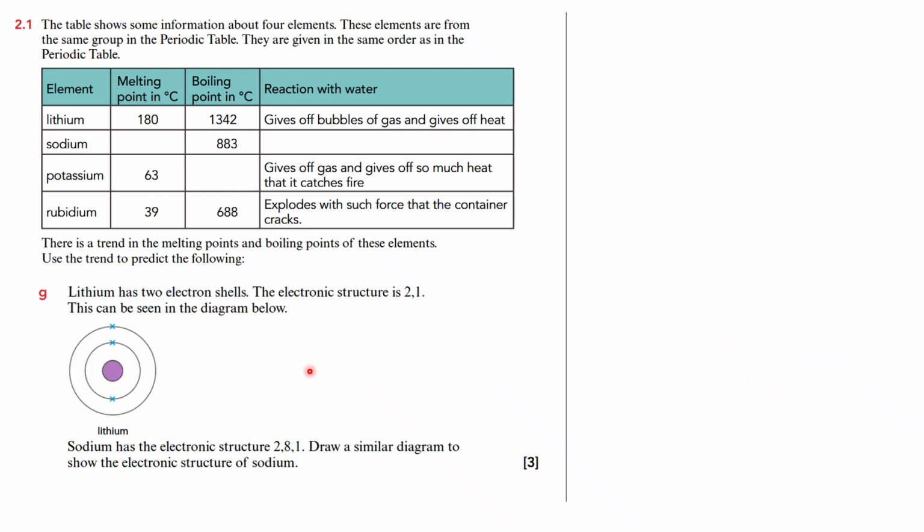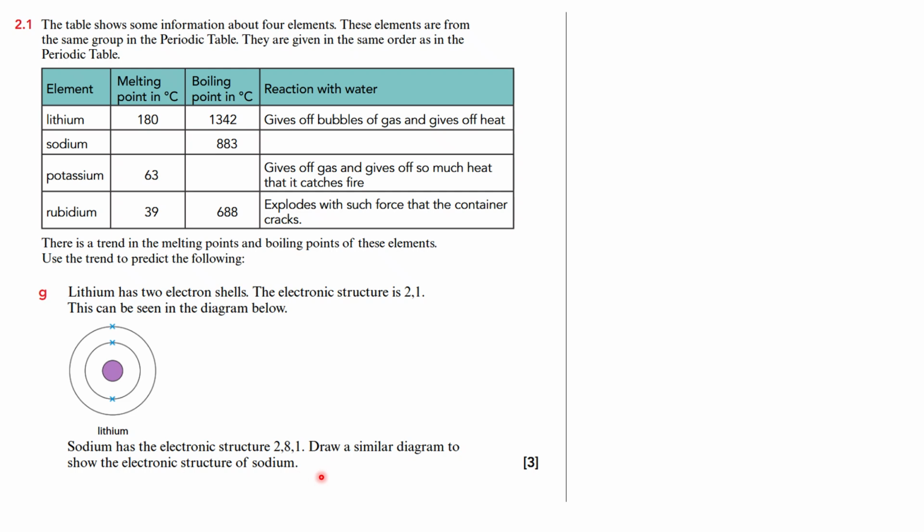Now the next question is, lithium has 2 electron shells. The electronic structure is 2, 1. So this can be seen in the diagram below. So here's how they have drawn the electronic structure for lithium. Sodium has the electronic structure 2, 8, 1. Draw a similar diagram to show the electronic structure of sodium. So here you are expected to write the atomic structure for sodium.